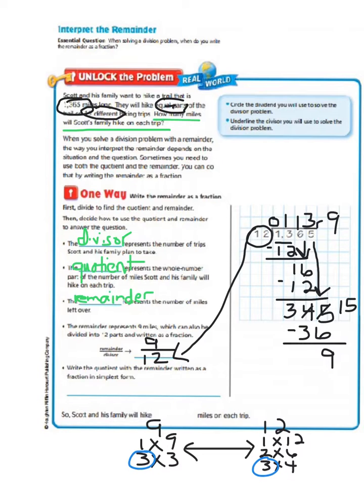So then to find our fraction written in simplest form for 9/12, we would take 9/12 and divide both the numerator and the denominator by 3.